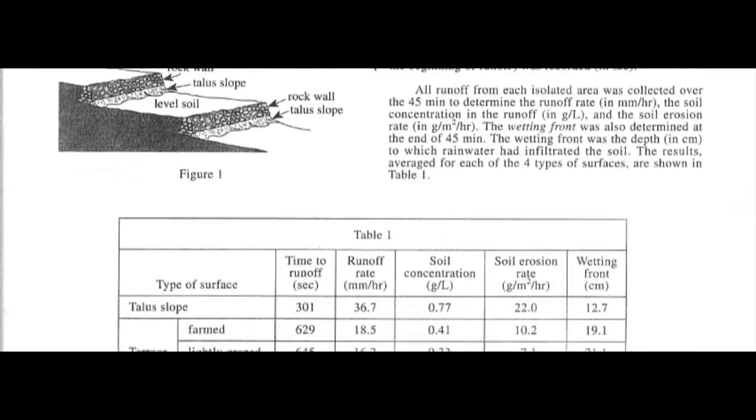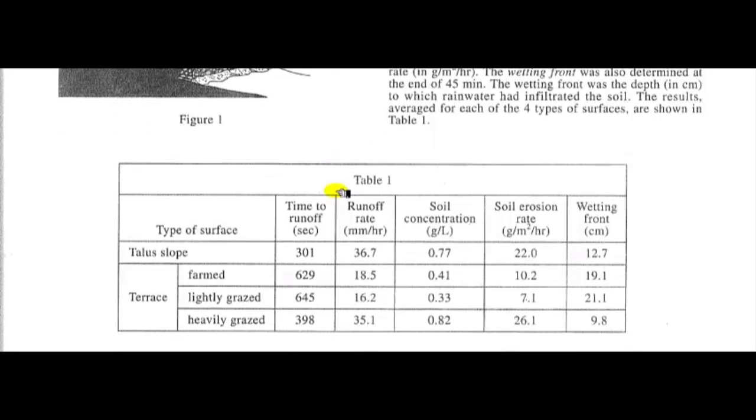That's what they applied. So what we need to do is look at the column that says runoff rate and see if these numbers are at or around 75. Here the talus slope says 36, 18, 16, 35. Remember, they applied 75 millimeters per hour for 45 minutes, and these numbers are definitely less than that, so the answer would be no. It did not all run off. That means that some of the rainfall actually seeped in, which is common sense, because when you soak your grass, some of the water will seep into the grass.